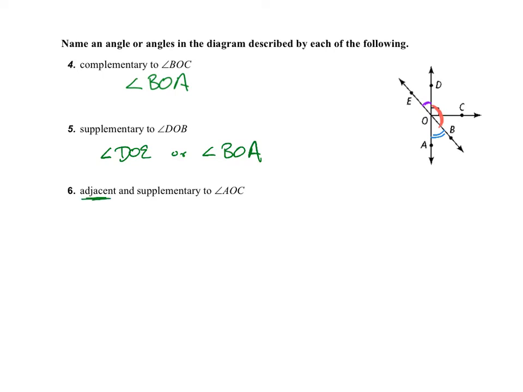The next one is telling me adjacent and supplementary to angle AOC. Let's start by marking the angle AOC. It's this one right here. So this is that one right there, and it's adjacent. That means that it's this angle right here, because this is a right angle, so it has to be that one. I'm going to mark it right here in red so you can see it. It's this angle right there. So this is angle DOC.